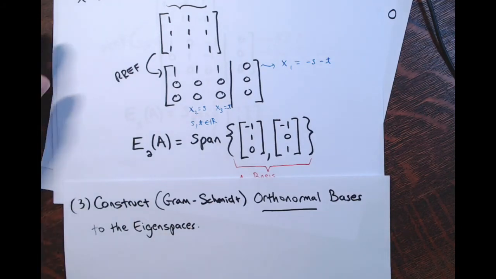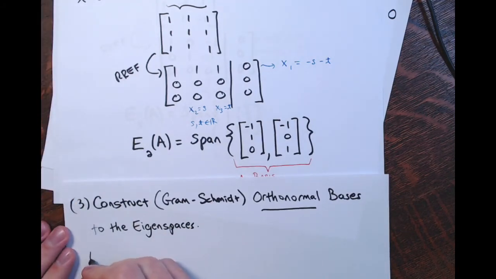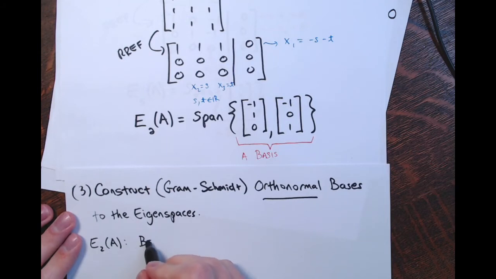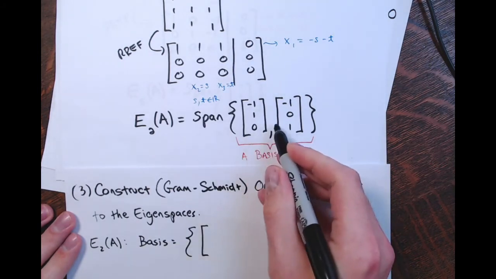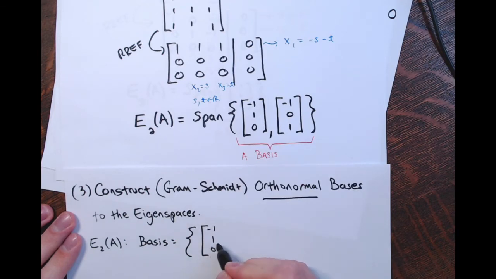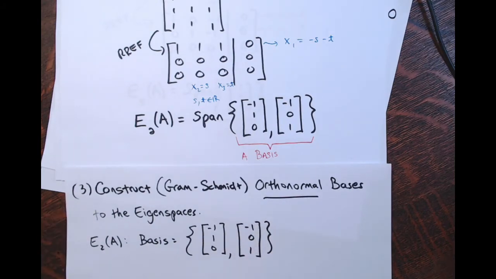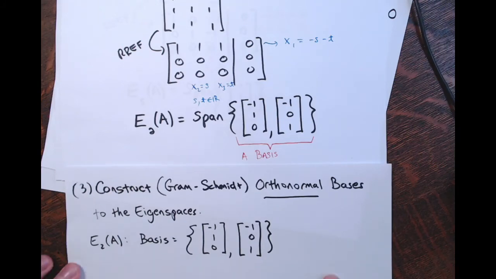So again, we'll go back to the eigenspace corresponding to lambda equals 2. The basis I have right now is the set with these two vectors: negative 1, 1, 0 and negative 1, 0, 1. Let's call these V1 and V2.